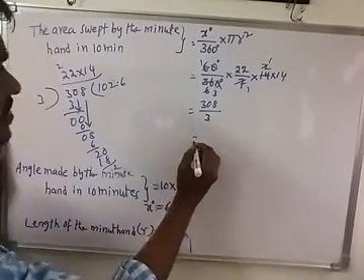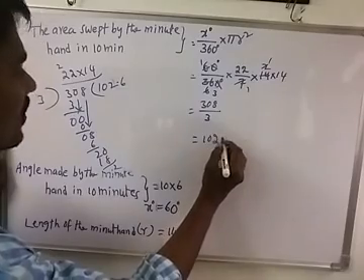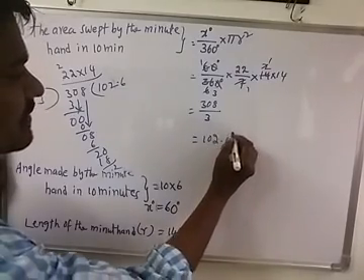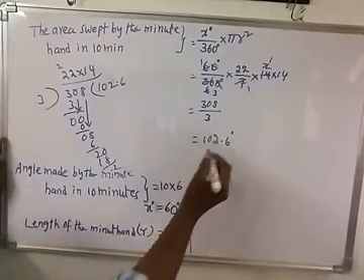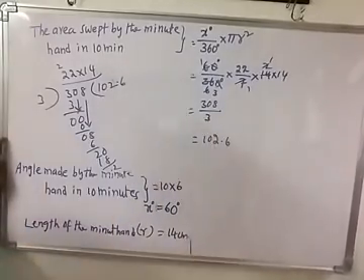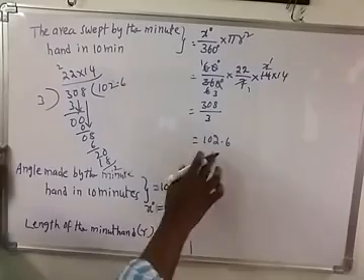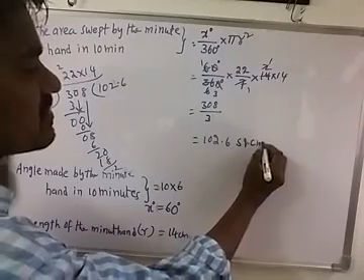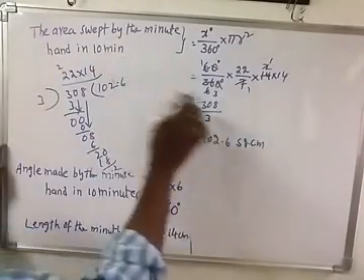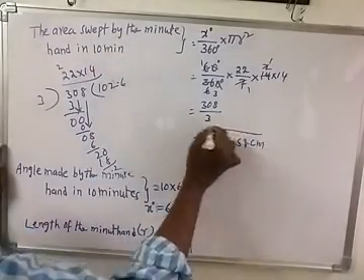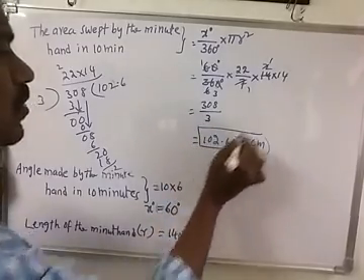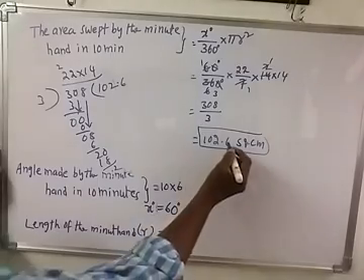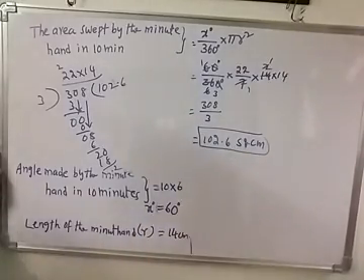That means how much? 102.6 square centimeters. So the area swept by the minute hand in 10 minutes is equal to 102.6 square centimeters. Okay.